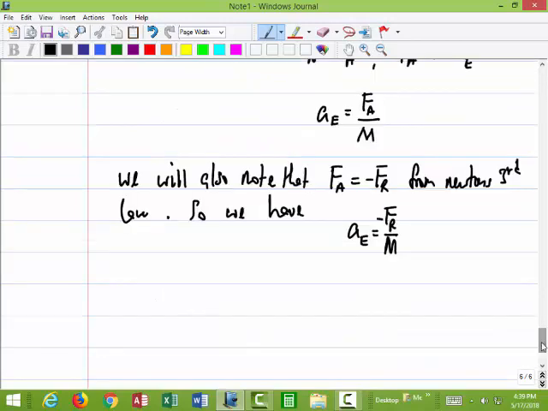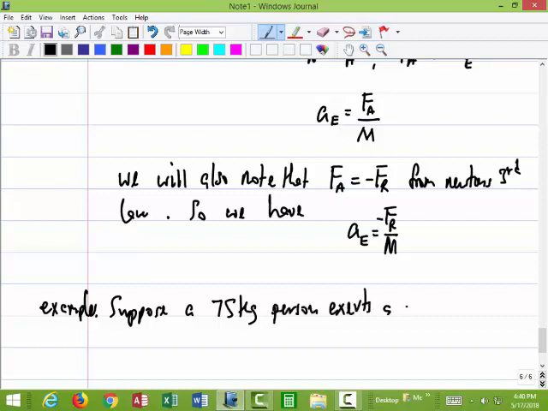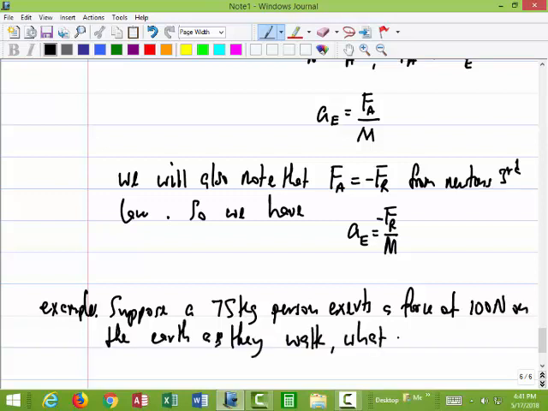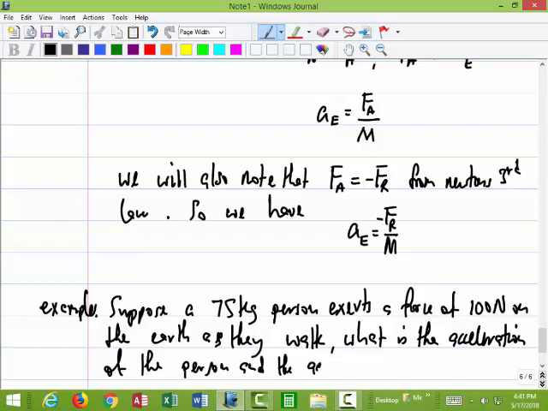Let's try a quick example to illustrate this point. Suppose a 75 kilogram person exerts a force of 100 newtons on the earth as they walk. What is the acceleration of the person and the acceleration of the earth?